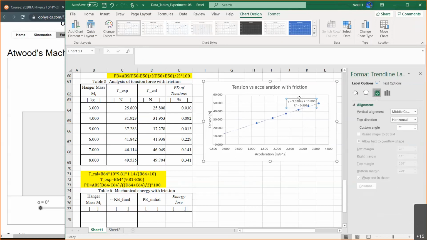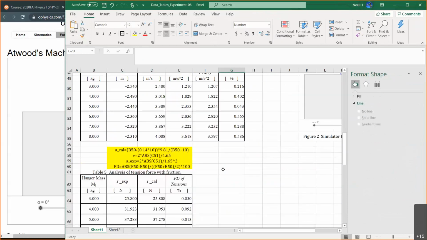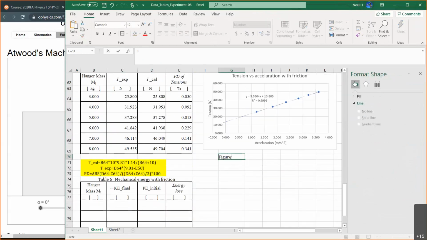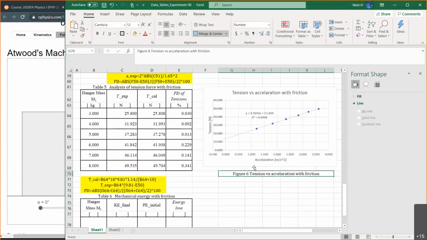Now we have the nice trend line, which shows it actually has a y-intercept. The y-intercept value is 13.809. The slope is 9.9304. This is figure number 6. This is tension versus acceleration with friction present, okay? And let's do a couple of other analyses.